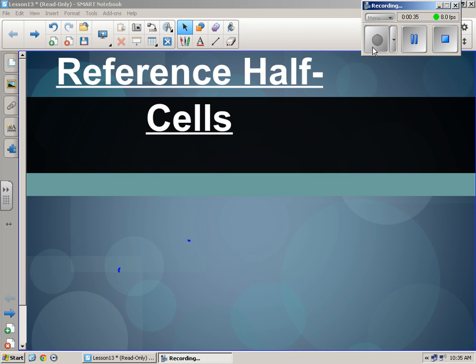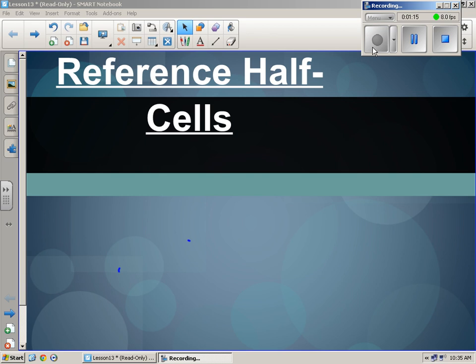Every other half cell, basically every other reduction half reaction on that page, is directly related to that hydrogen half cell. For example, the fluorine half cell, the very one at the top, makes 2.87 volts, the electrical potential compared to that hydrogen half cell. And just like the very bottom one, negative 3.04 for the lithium ion reduction half cell, that is in comparison to the hydrogen half cell.